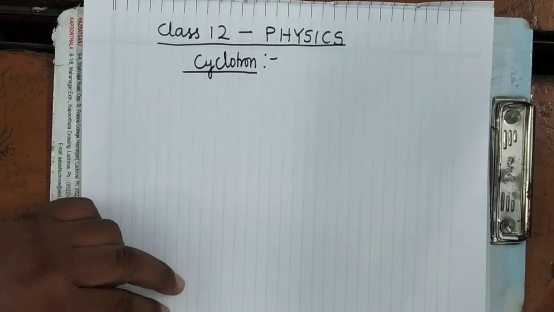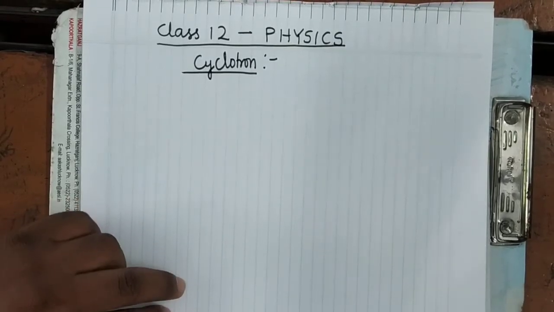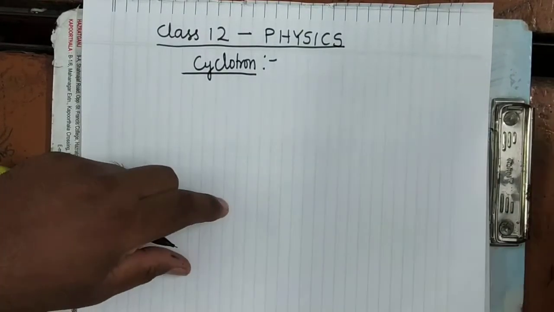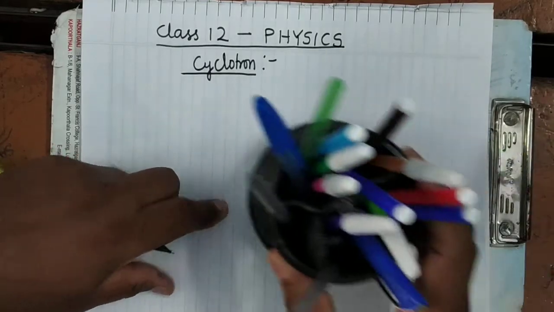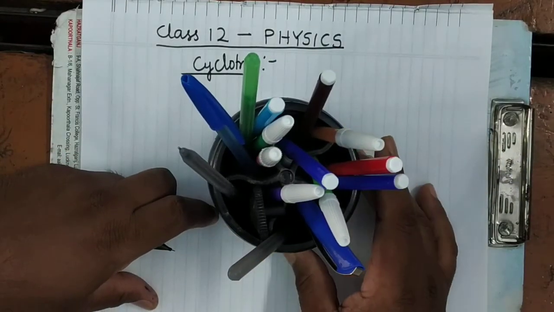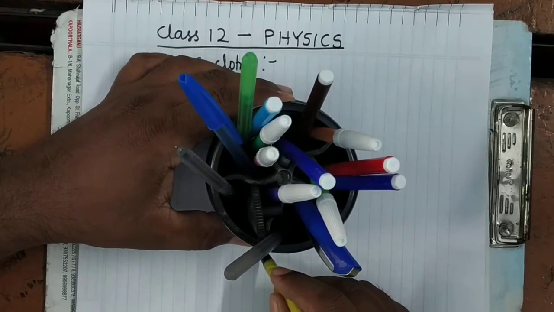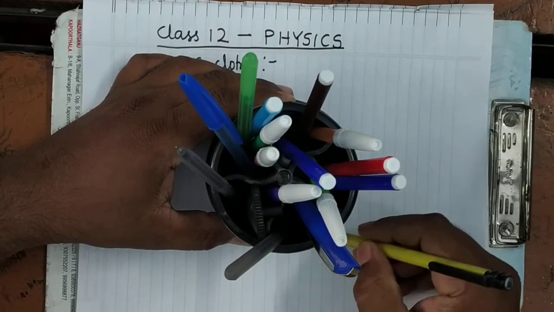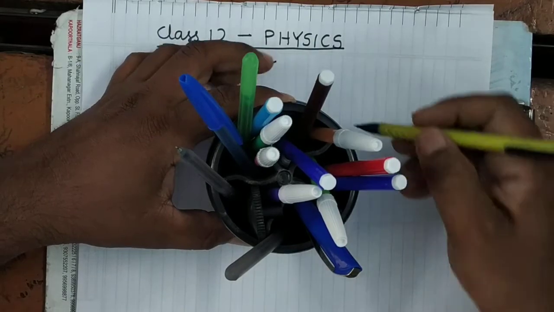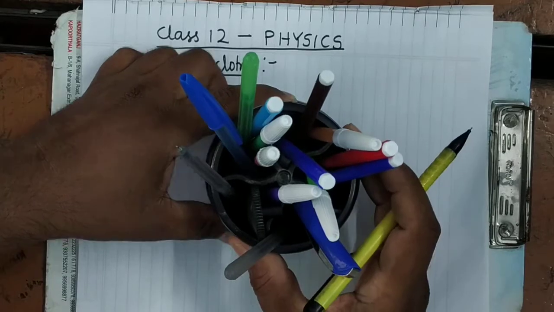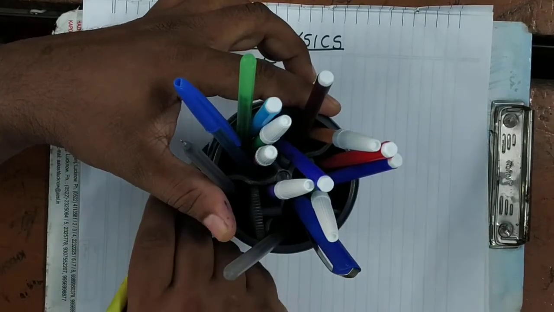In the constructional setup of the cyclotron, there are two semicircular metallic discs. These two semicircular metallic discs are placed on the plane of paper in such a way that their plane surfaces are facing each other. Now what is the meaning of semicircular metallic disc? Let me make the diagram, then I will explain.